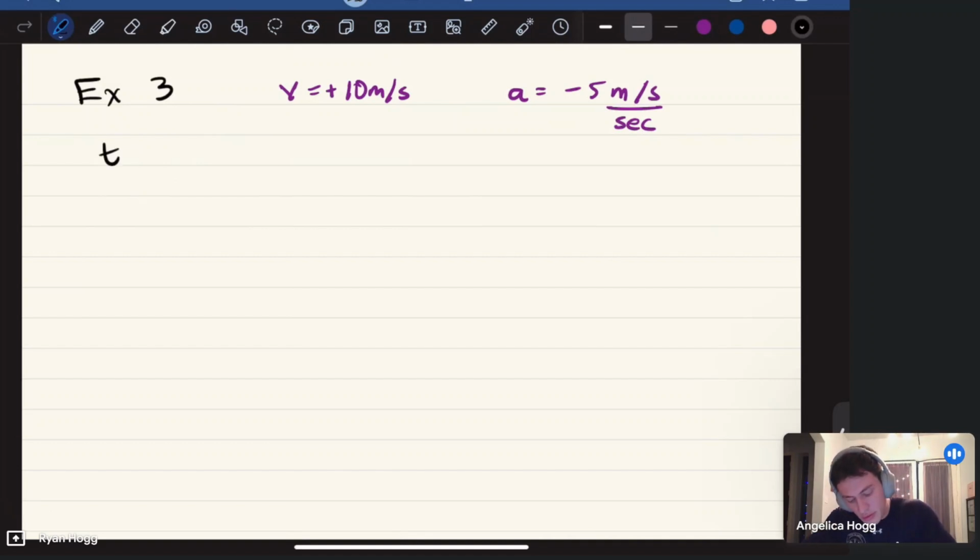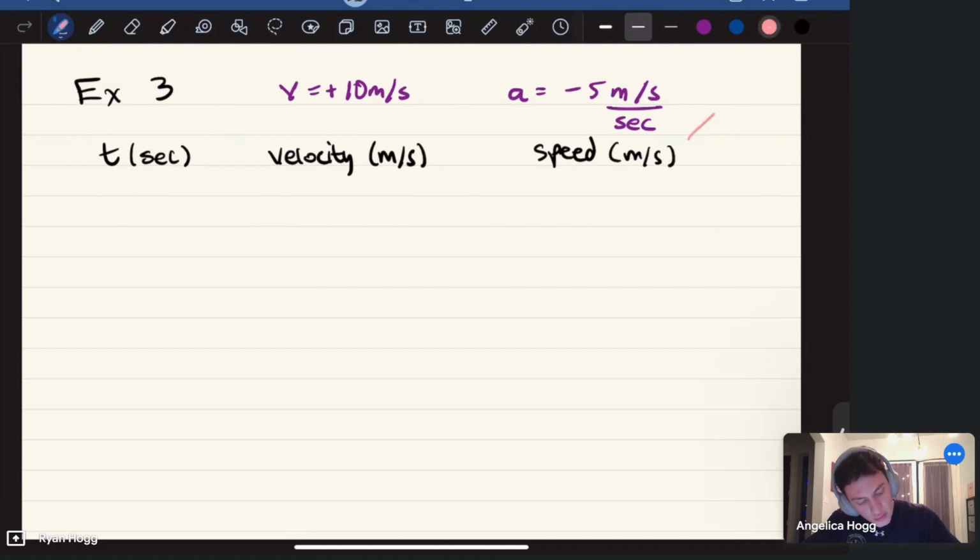So I'm going to use the same strategy, go with the table, and I'm going to have t of time in seconds, velocity, which is meters per second, and speed, which is still meters per second, no direction. It's your magnitude or your scalar form of velocity, so we're not concerned with direction. And I'm going to draw some lines here so it's a little bit easier to see.